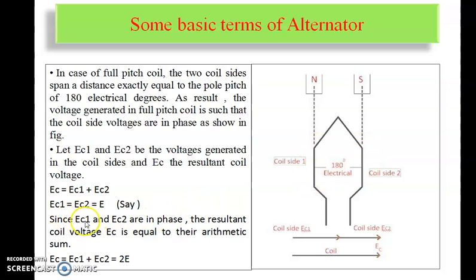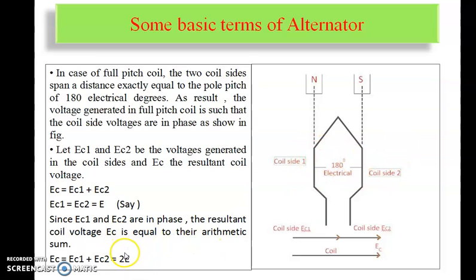That means since EC1 and EC2 are in phase, the resultant coil voltage EC is equal to their arithmetic sum, simply because all these are connected in a series connection, in phase connection. So we can take directly addition. So total EC equals EC1 plus EC2, that is 2E. Here E voltage is generated and here E, this E plus E is called 2E.